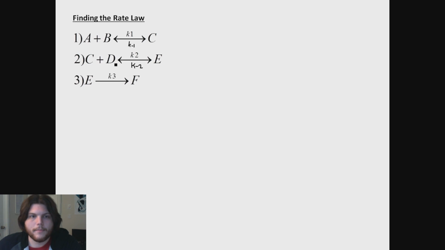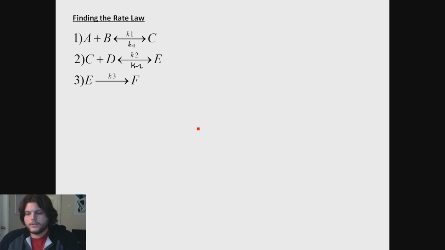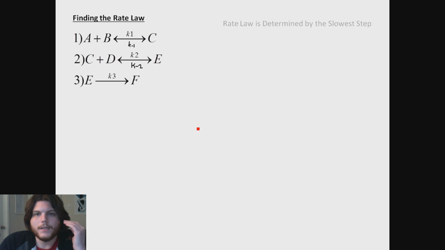Here we have C and D combining to form E. There's a forward K2 reaction. There's an E going backwards to form C and D. This occurs at the rate K -2. Finally, we have E going to F at a rate of K3. So, there we go. If we're thinking about this, the rate law is always determined by the slowest step in this reaction.